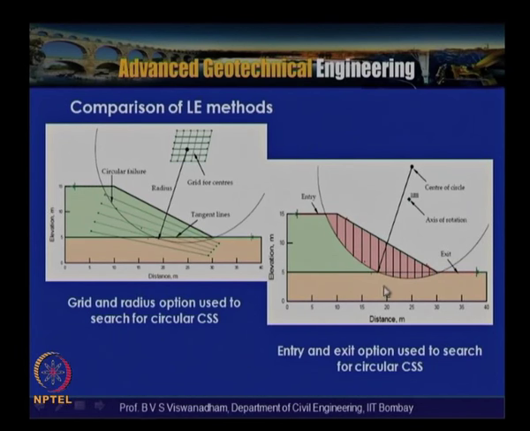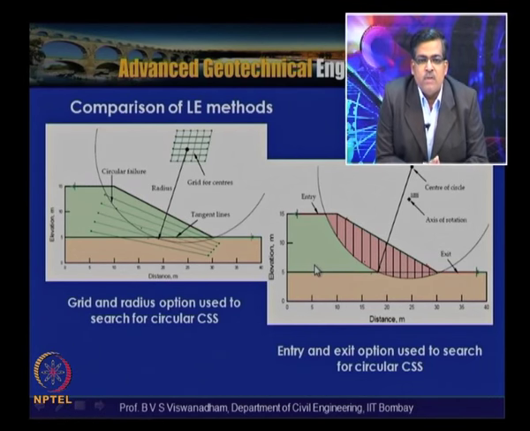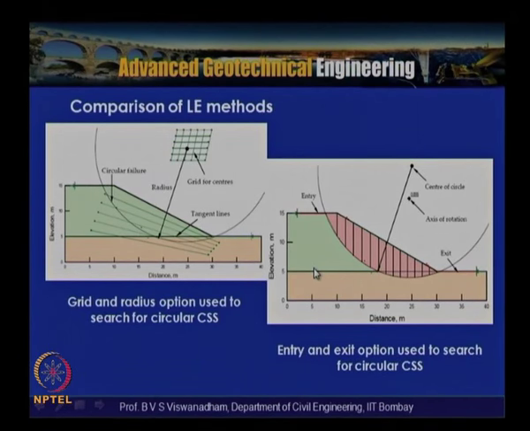So we know that whenever there is a soft soil, there is a tendency that the circle draws down towards the base of the slope. But if there is a hard stratum, and the slope is constructed above the ground surface or above the hard stratum, then the slope fails within the toe or the slope surface. So this entry and exit option is used for circular critical slip surfaces.